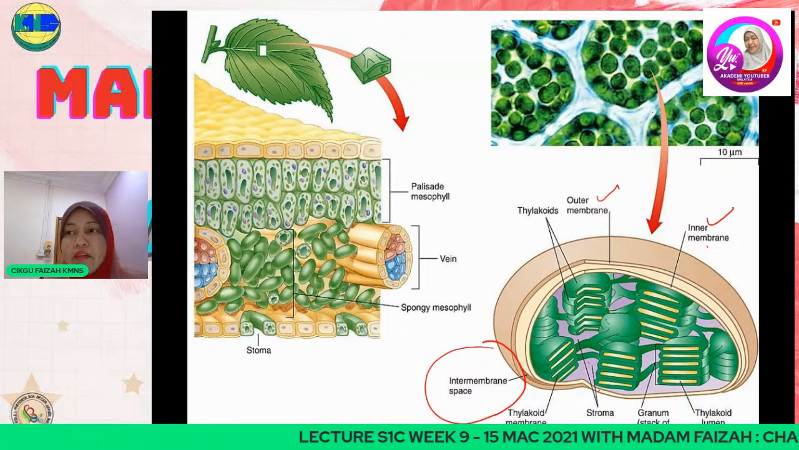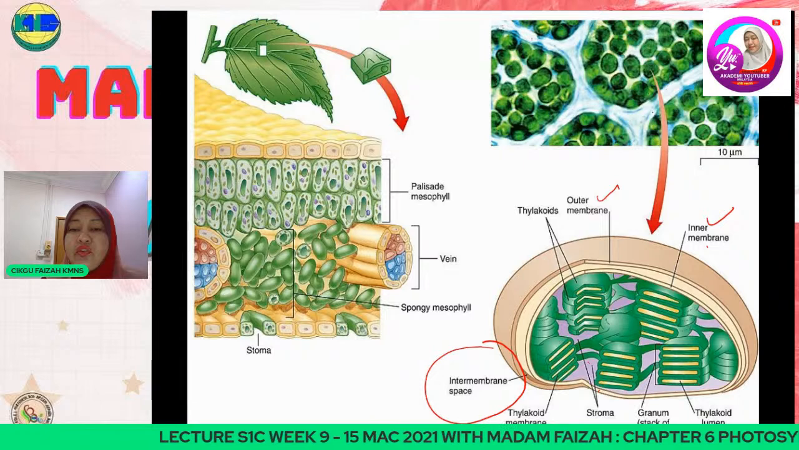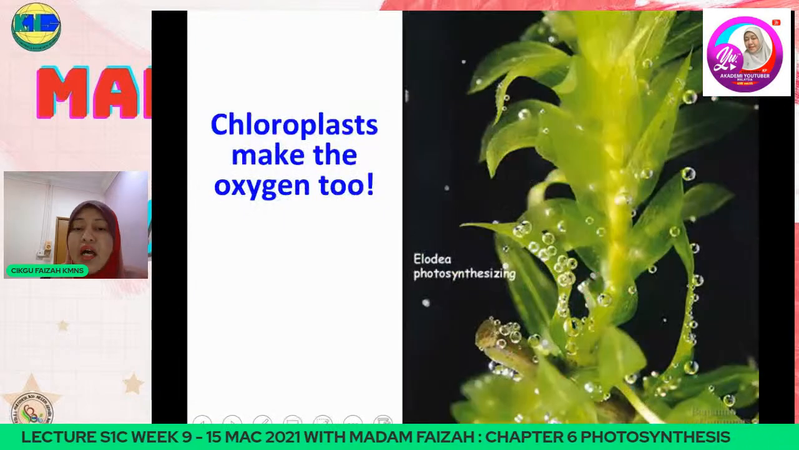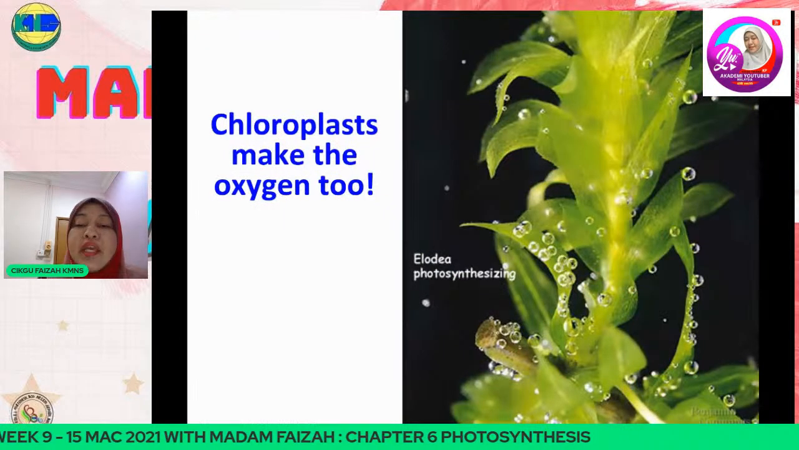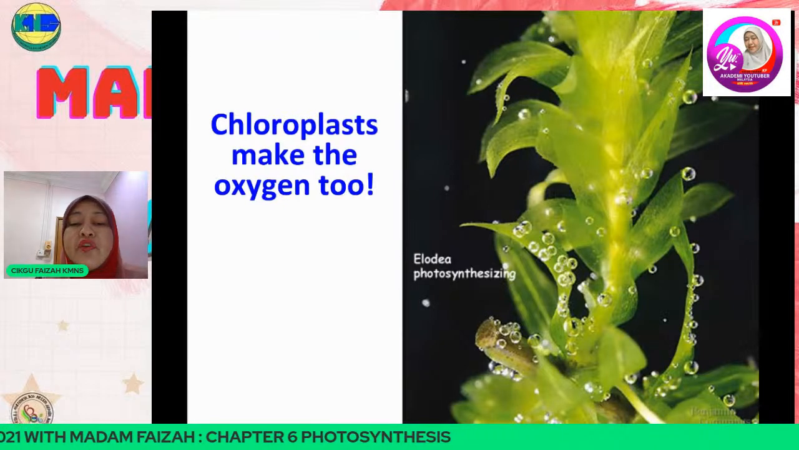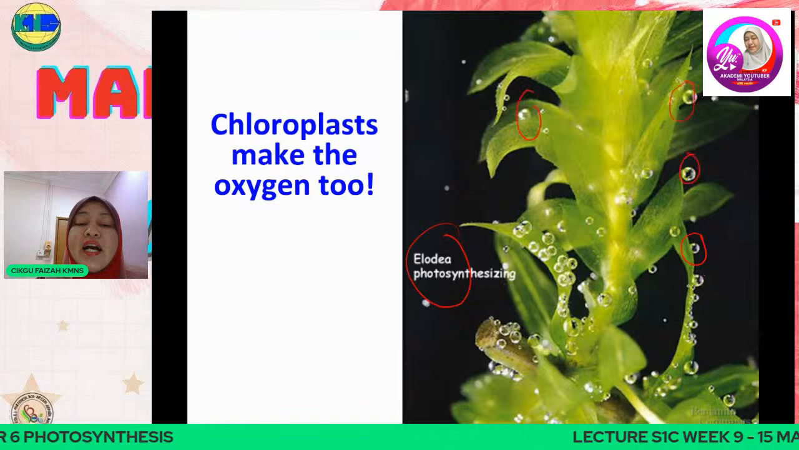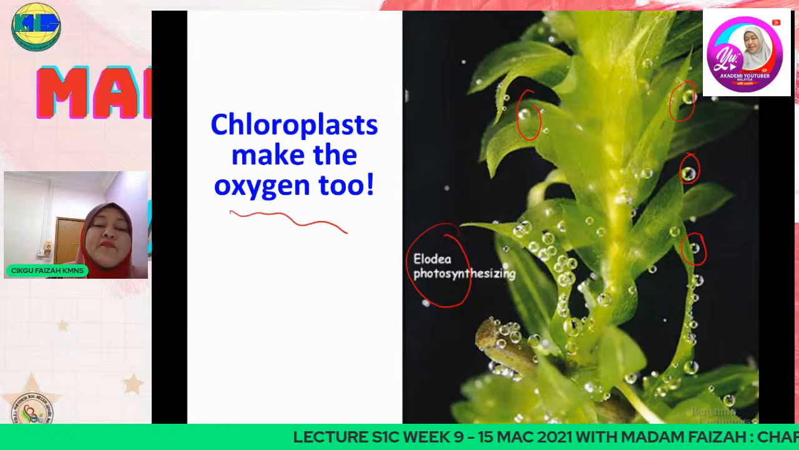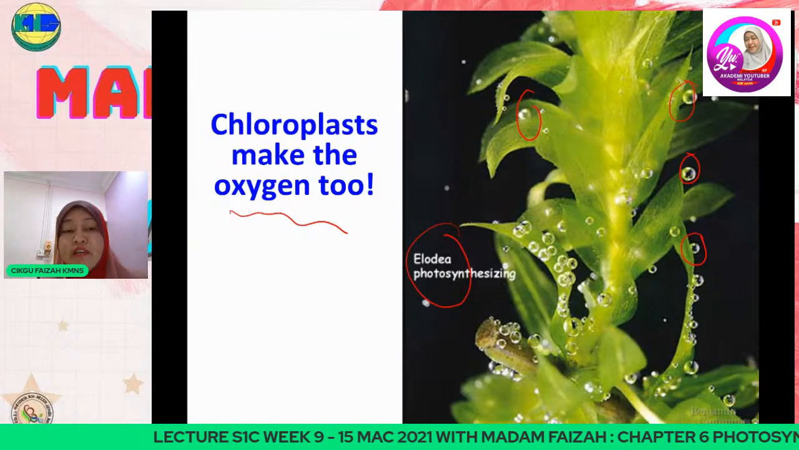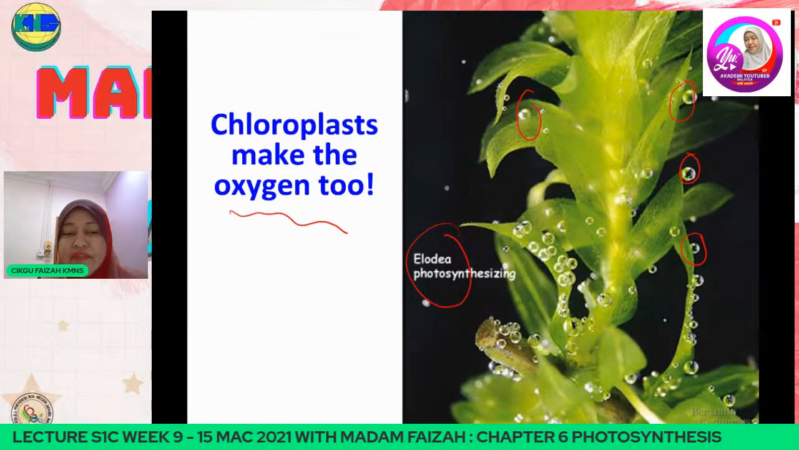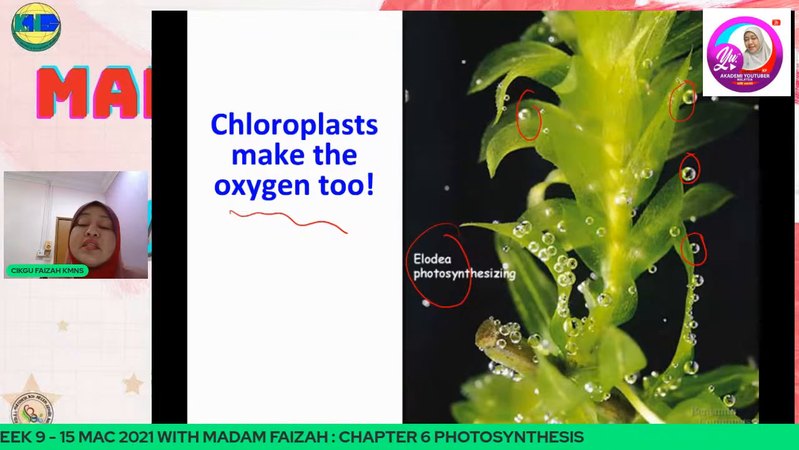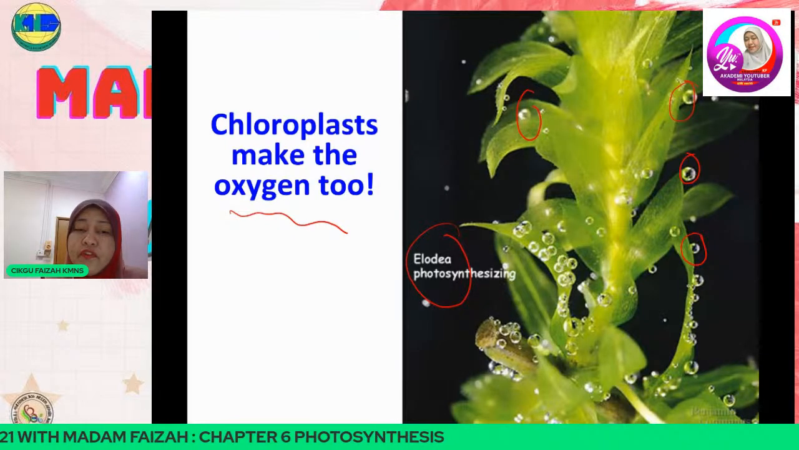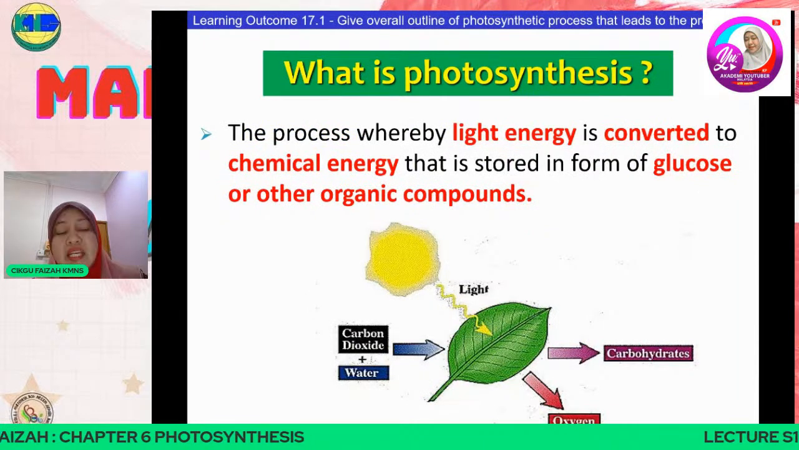So this is what you need to do. If you are referring to the Elodea class, there is a bubble coming out from the leaf. When there is a bubble coming out from the leaf, actually you are observing oxygen coming out from that leaf, meaning that this plant undergoes photosynthesis, of which the byproduct is oxygen.